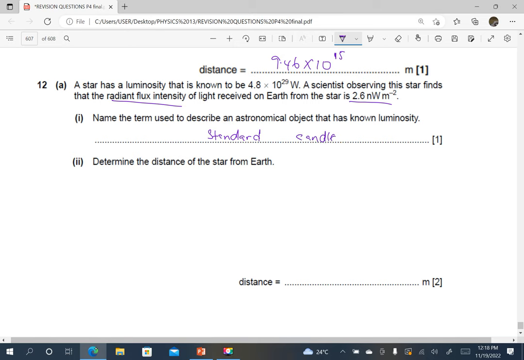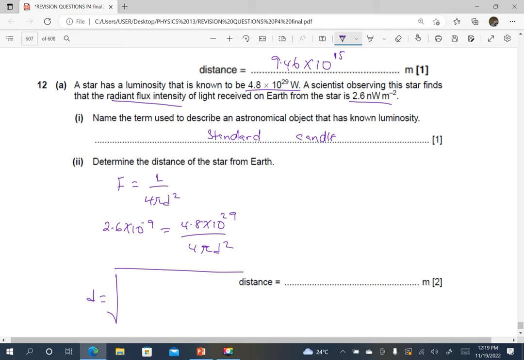Determine the distance of the star from the Earth. So we know that radiant flux intensity F is equal to the luminosity over 4 pi d squared. They have given us F as 2.6 nanowatts per meter squared, so it will be 2.6 times 10 power negative 9, equal to the luminosity, which is 4.8 times 10 power 29, divided by 4 pi d squared. I make d the subject. So d is going to be equal to the square root of 4.8 times 10 power 29 divided by 4 pi times 2.6 times 10 power negative 9.